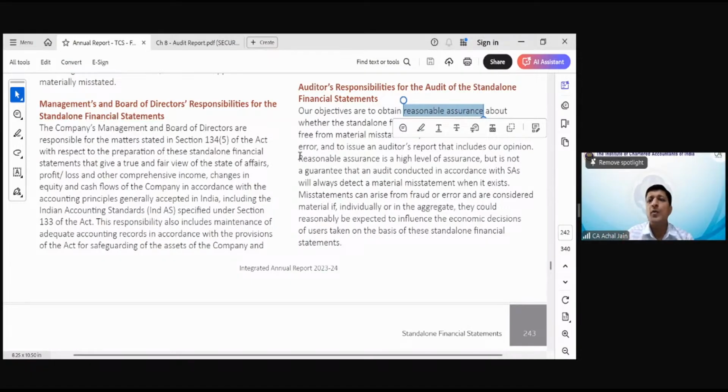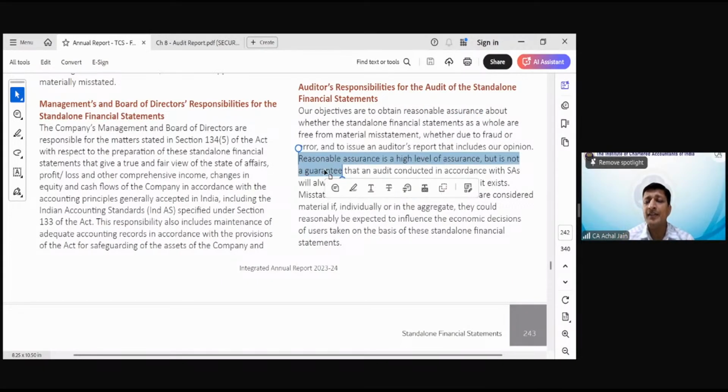Auditor is explaining about this reasonable assurance. So there should not be any ambiguity. Complete clarity is provided in the auditor's report. What is that? Reasonable assurance is a high level of assurance, but is not a guarantee.